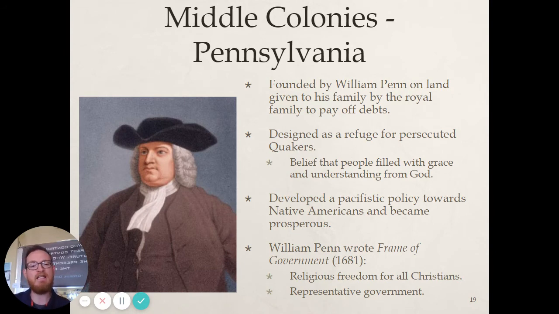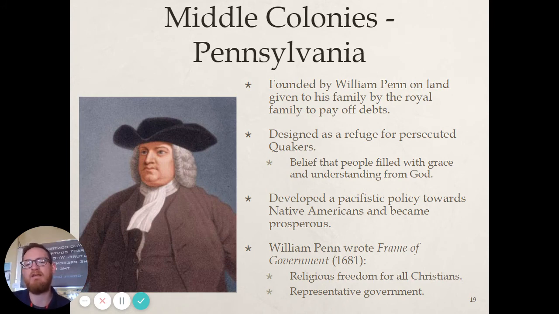So middle colonies, these were founded by William Penn, or Pennsylvania was, on land given to his family by the royal family to pay off debts that they actually had to his family. And William Penn saw this as a refuge for persecuted Quakers. Quakers were known for their pacifism, and they believed that people were filled with grace and understanding from God.